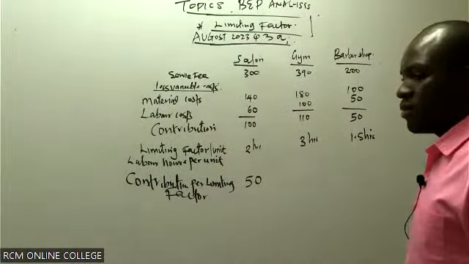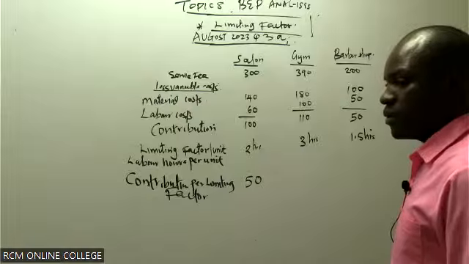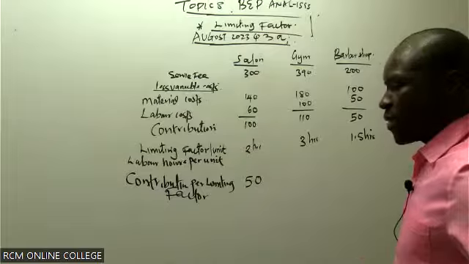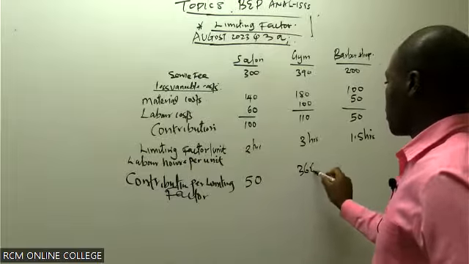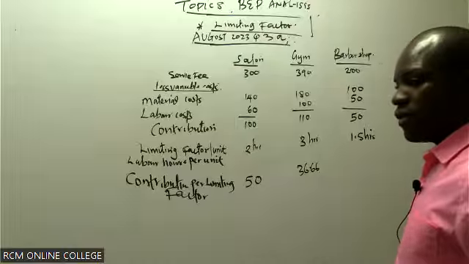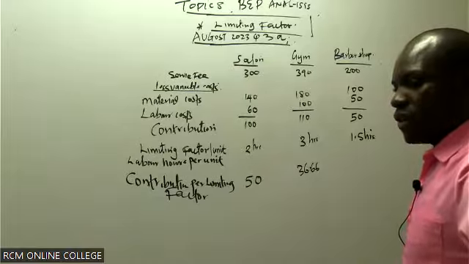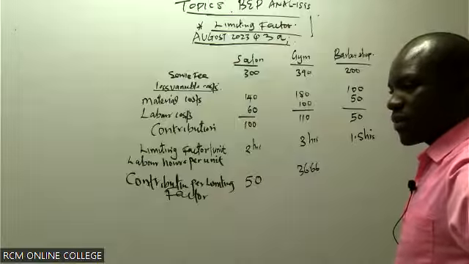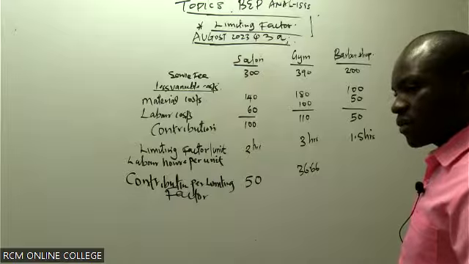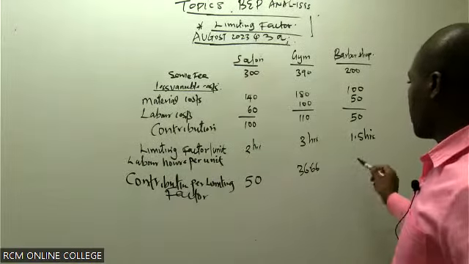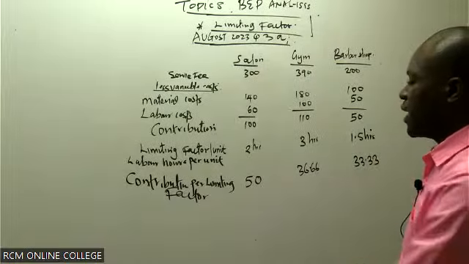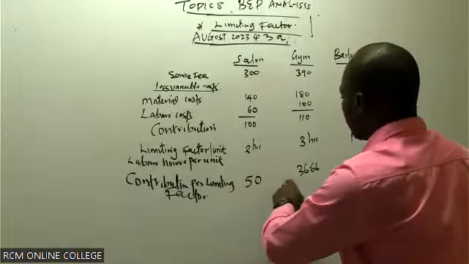How about this part? 110 divided by 3, we get 36.66. How about this? 50 divided by 1.5, we get 33. So that is the contribution per limiting factor.